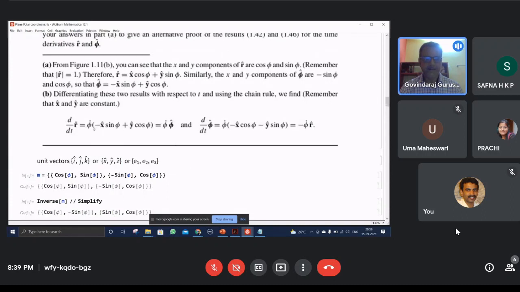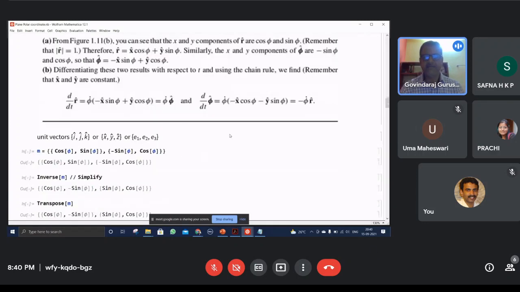time, so phi cap and r cap are functions of time. Unit vectors are functions of time. That is the difference which makes a completely different kind of dynamics during the rotation. Is that clear for all of you now? Now you can ask some questions for clarification.